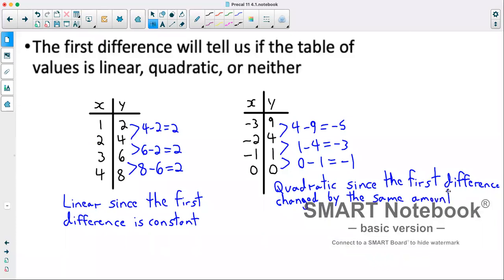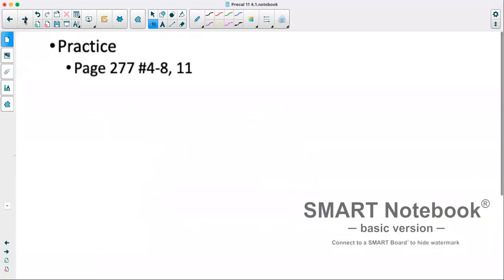So once again, it's quadratic because our first difference is we're changing by the same amount. Okay, so practice for this section is on page 277.